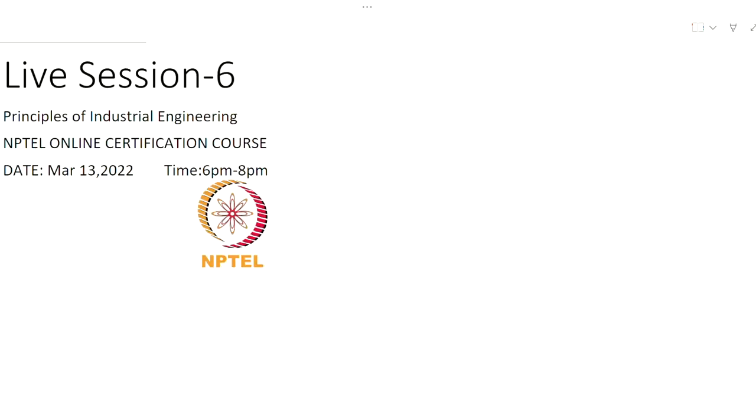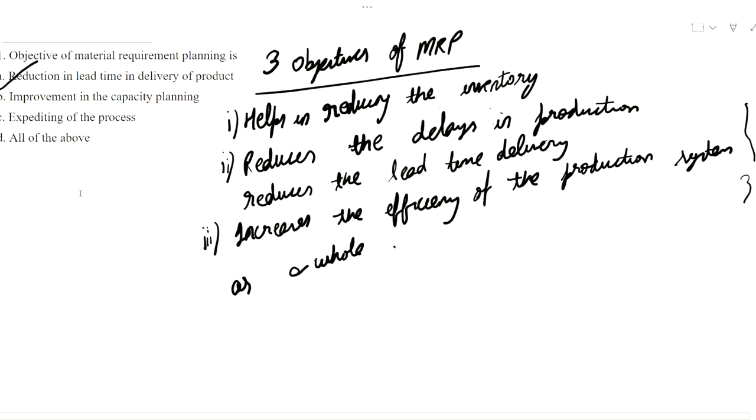In the sixth live session, we came across material requirement planning. The objectives of material requirement planning are that it helps in reducing inventory, reduces delays in production, reduces lead time delivery, and increases the efficiency of the production system as a whole.